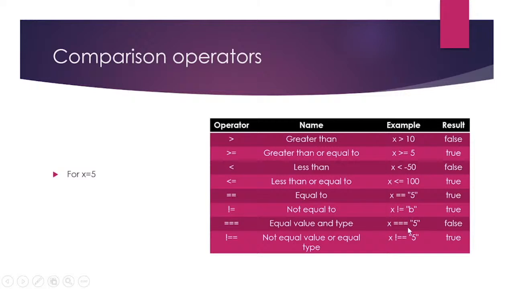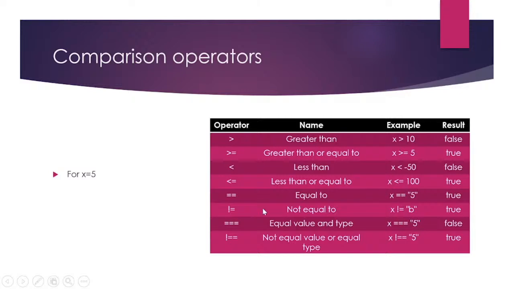But if you use triple equal to, then it's going to say false, because now we're comparing the data type also. And if you say not equal to, well, this particular exclamation is for not, then it's going to work the same way as the double equal to did.